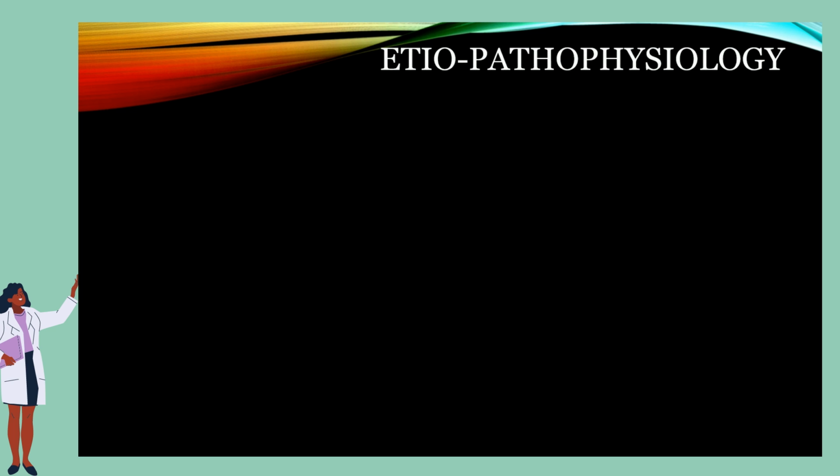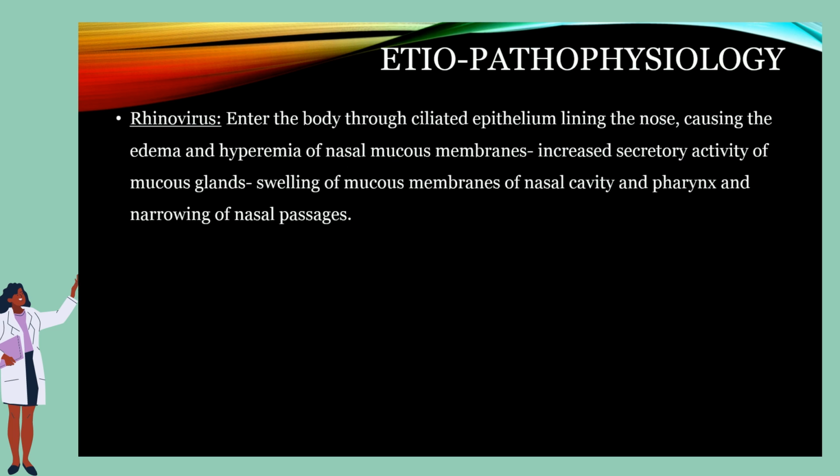So what is the etiology and pathophysiology of acute pharyngitis? There are various pathogens which will cause acute pharyngitis, and we are going to study all of them now. The first one is rhinovirus, which will enter the body through the ciliated epithelium lining the nose.